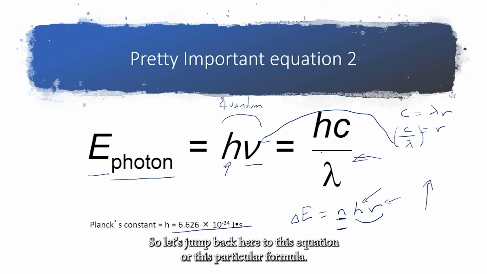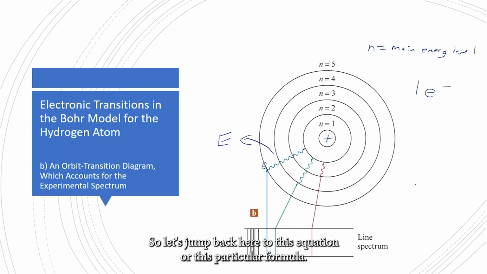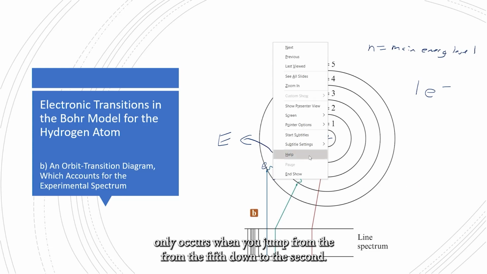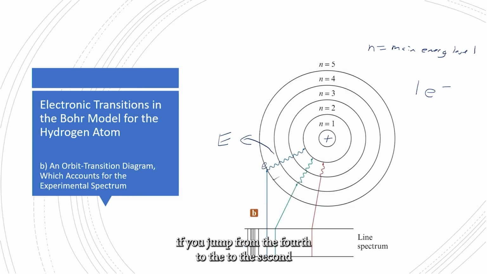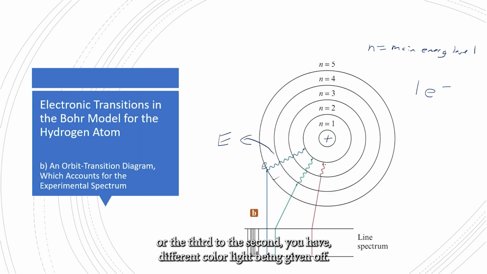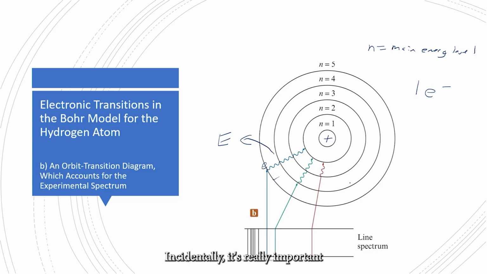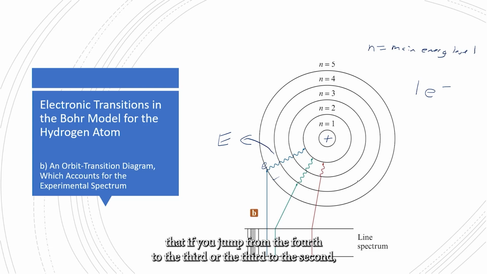So let's jump back here to this particular formula. If you notice here, there's a particular color of light, I think it's blue light, that only occurs when you jump from the 5th down to the 2nd. And if you jump from the 4th to the 2nd, or the 3rd to the 2nd, you have different color light being given off. Incidentally, it's really important that the 3rd to the 2nd isn't the same energy fall as the 4th to the 3rd.